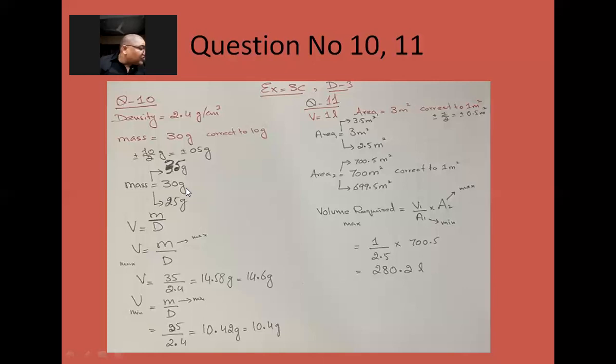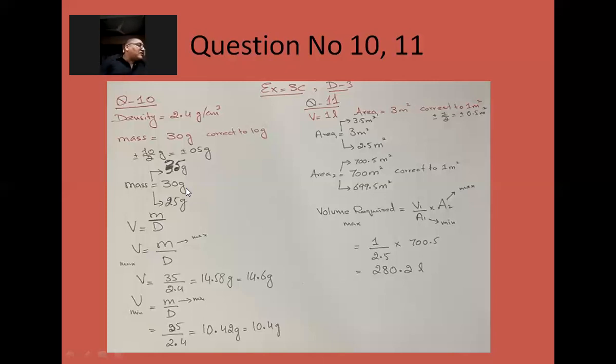The next question is showing up on your screen. That's question number 11. And let me read the question from the book. It says, 1 liter of paint coats an area of 3 meters square to the nearest meter square. Find the maximum amount of paint required to coat a wall of area 700 meters square to the nearest meter square.